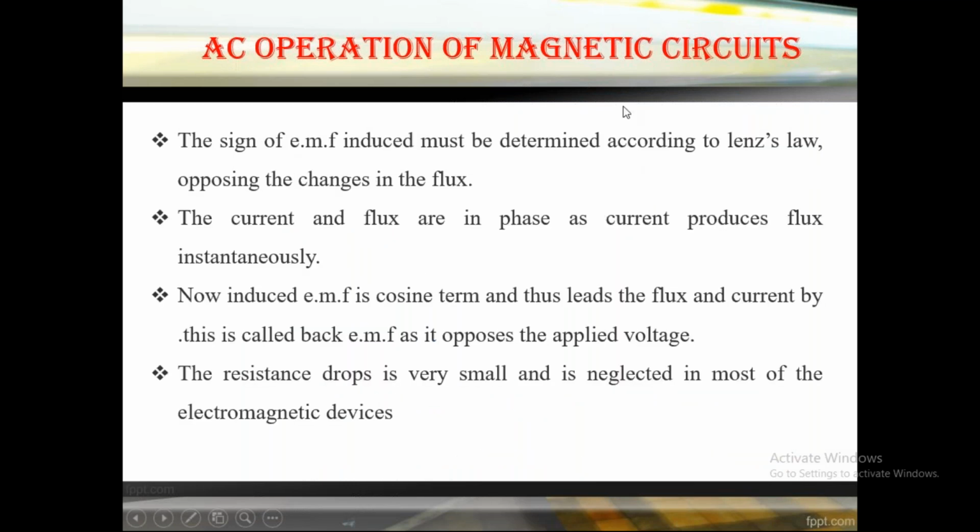Next, what is the equation involved in Faraday's law? Here, the sign of the induced EMF must be determined. Faraday's law says E is equal to n into dφ by dt. But the statement of Lenz's law means we have to put a negative sign here. This is because the current flowing in the conductor opposes the flux linkages. That's why we have to put minus here.